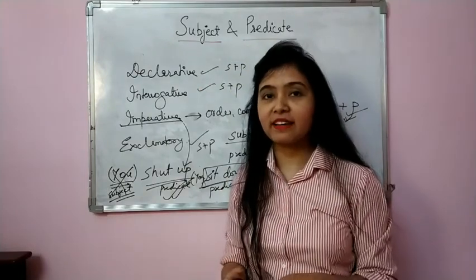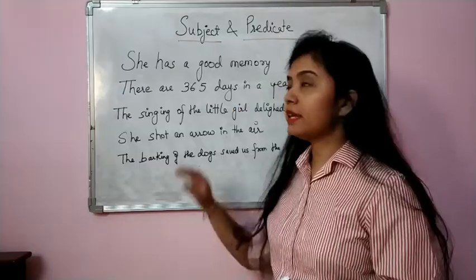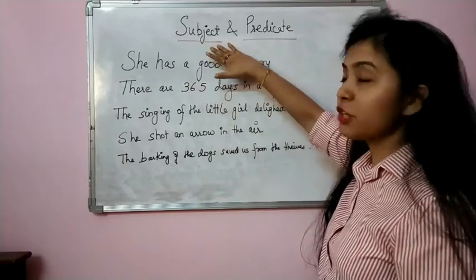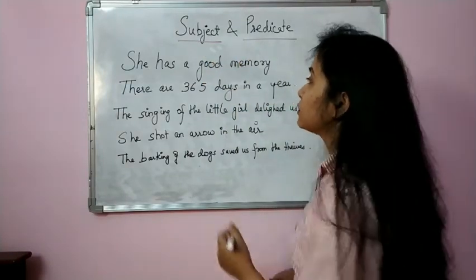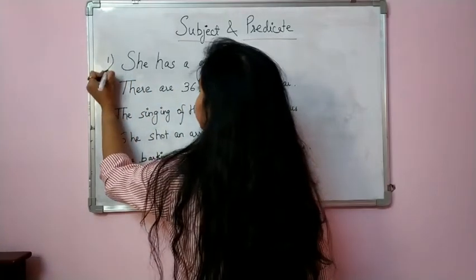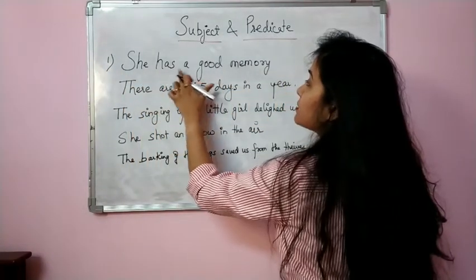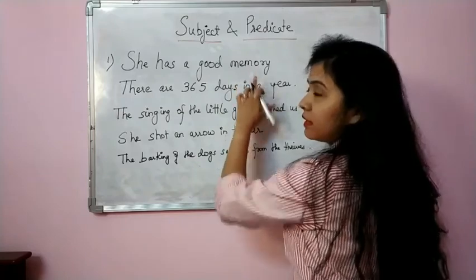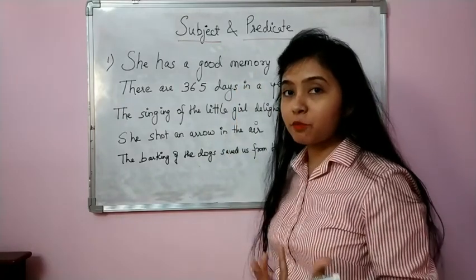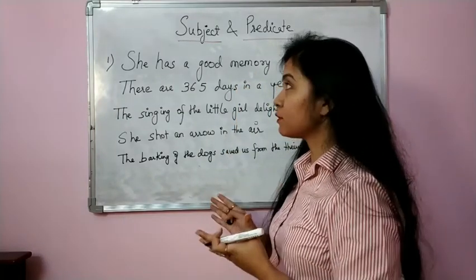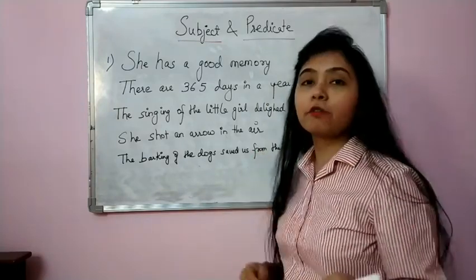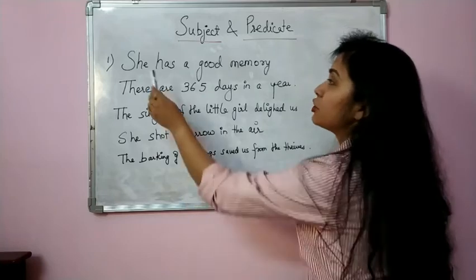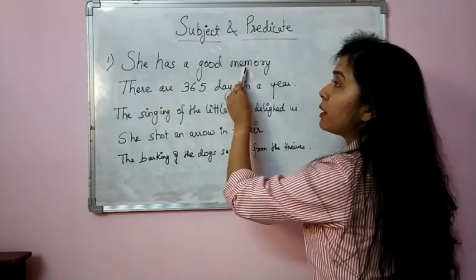So yeah. Let's understand the topic subject and predicate with the help of some more examples. So example number 1 is: she has a good memory. Now can you identify the subject and the predicate on the basis of the concept which I gave you right now? So try solving at your place. She has a good memory.